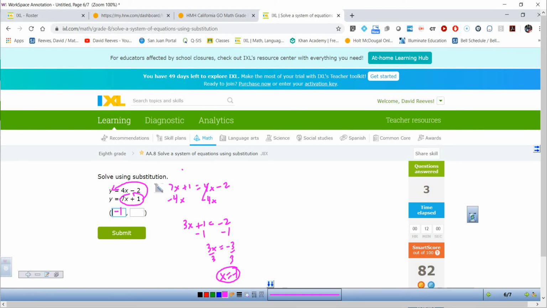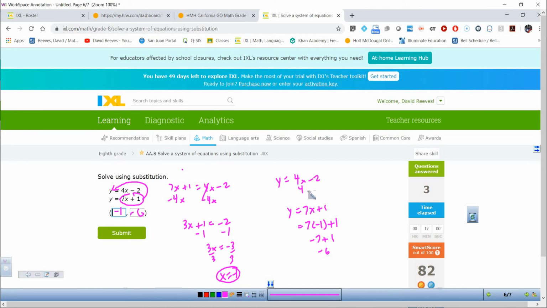But what is y? Well, we got two equations we could use, right? Again, we have y equals 4x minus 2. Or we have y equals 7x plus 1. And from the previous example, we know it doesn't matter which one we do. How about we do the second one? 7 times negative 1 plus 1. What do we get? Negative 7 plus 1 is negative 6. So we get negative 1, negative 6.